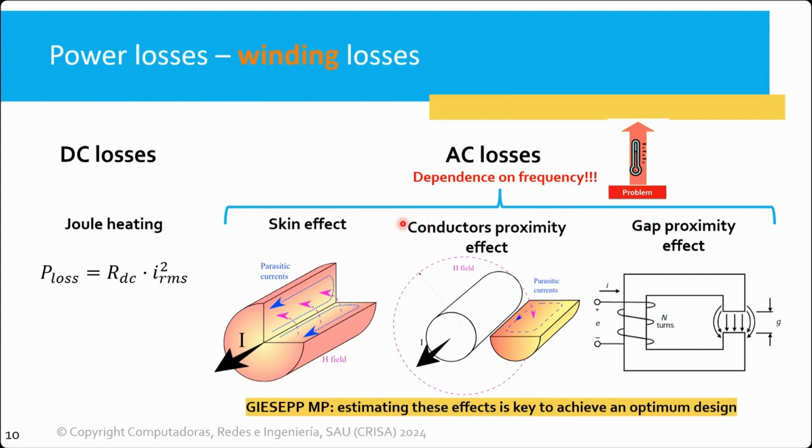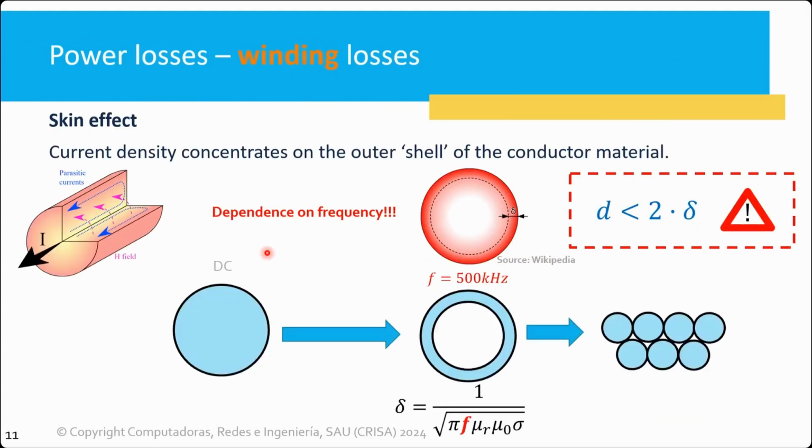The AC losses can be classified into skin effect, conductor proximity effect, and gap proximity effect. It is really important to estimate them in order to get the most optimum solution for your magnetics. So let's go a bit into detail in these three. The first one is the skin effect. It is due to having a high frequency current flowing through our conductors.